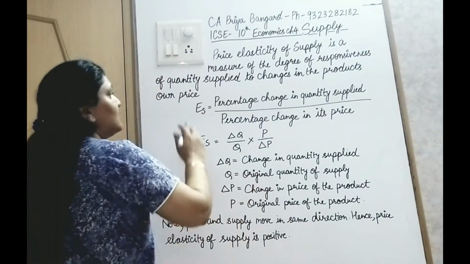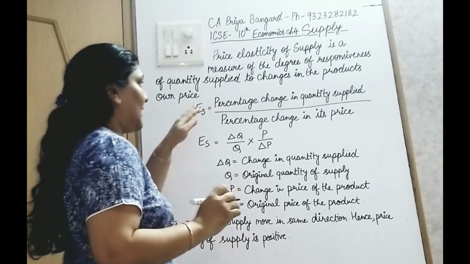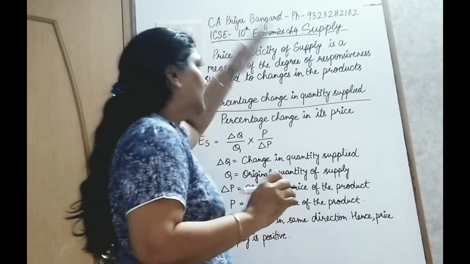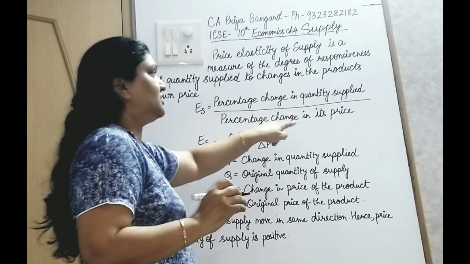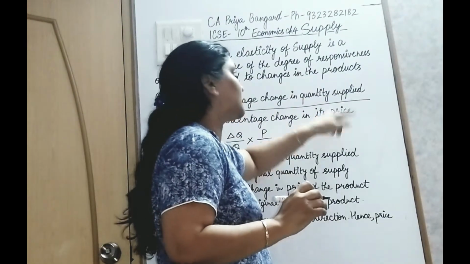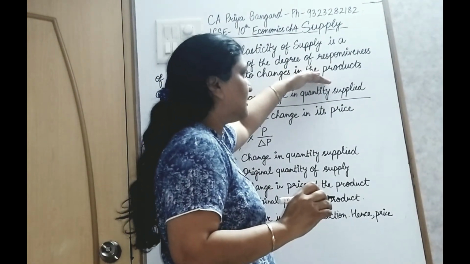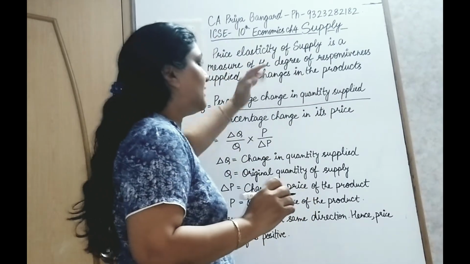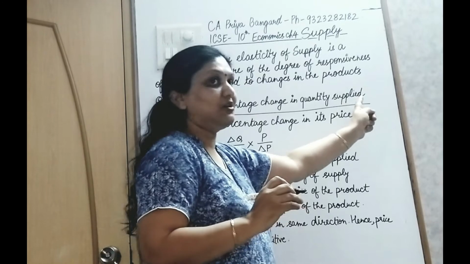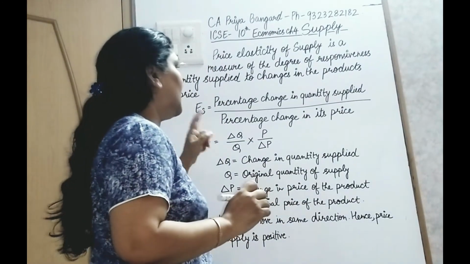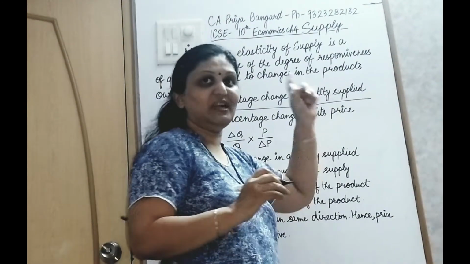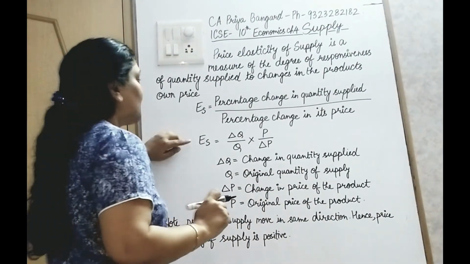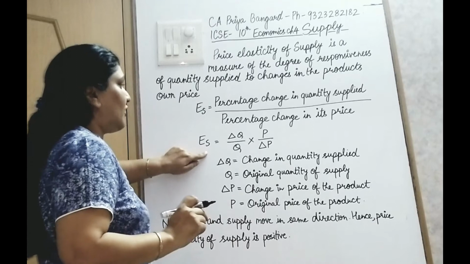The formula is elasticity of supply is equal to percentage change in quantity supplied upon percentage change in its price. So quantity is here and price is the denominator. Numerator में क्या रखा? Percentage change in quantity supplied. Denominator में percentage change in its price. Okay, you can also represent it as ES, elasticity of supply.